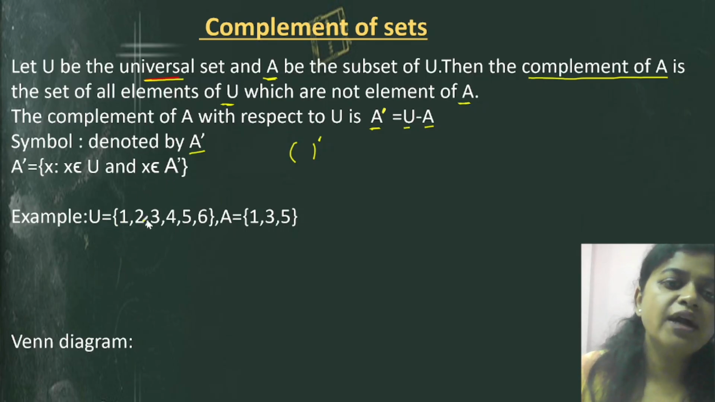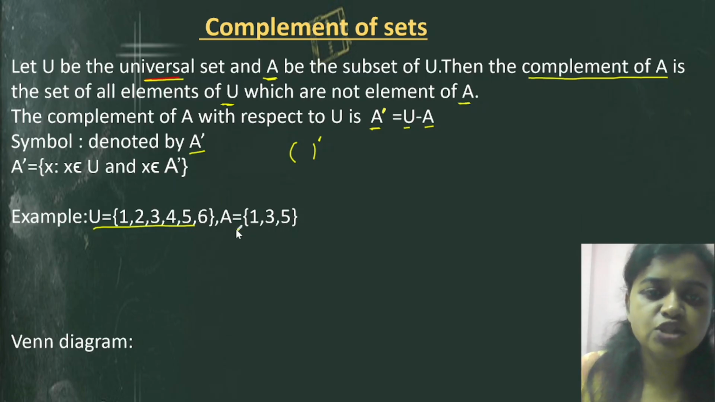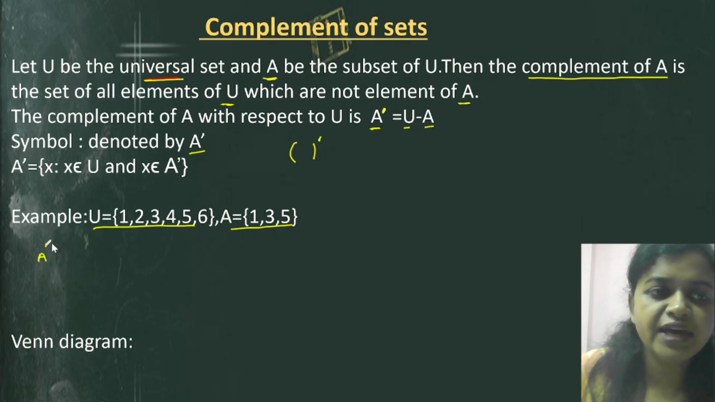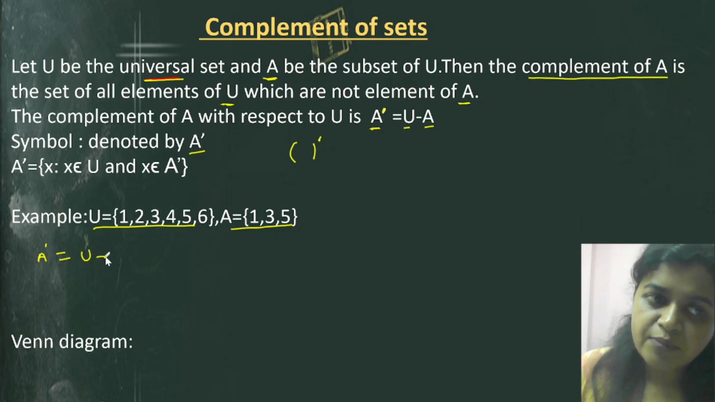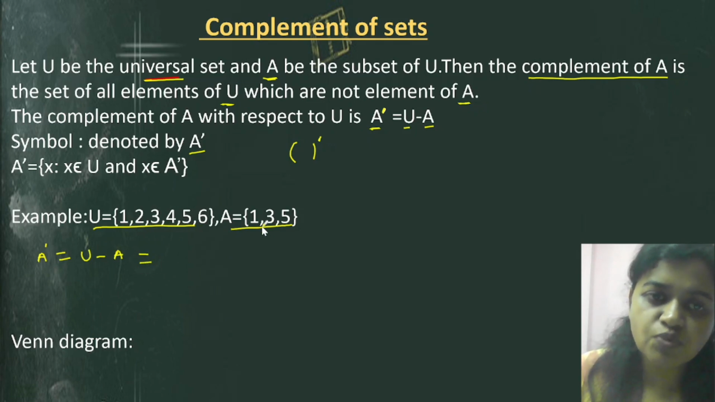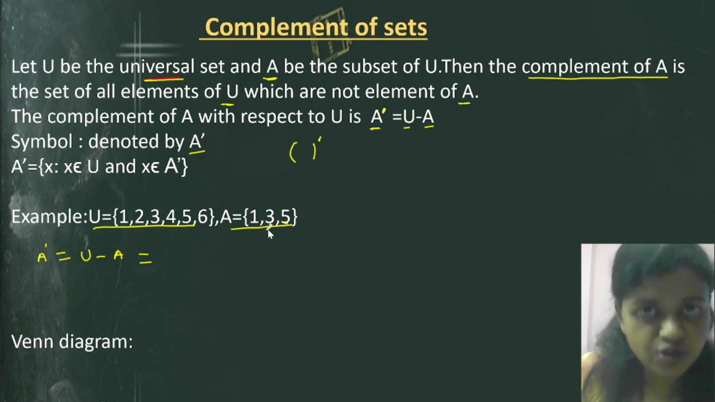Okay, so let us take an example. U equals 1, 2, 3, 4, 5, 6. This is the universal set here. And A equals 1, 2, 3, 5. So we have to find the complement of A. This means we have to subtract A from its universal set U, so U minus A. U is 1, 2, 3, 4, 5, 6 and A is 1, 2, 3, 5. So we have to subtract the elements of A from U, the universal set.